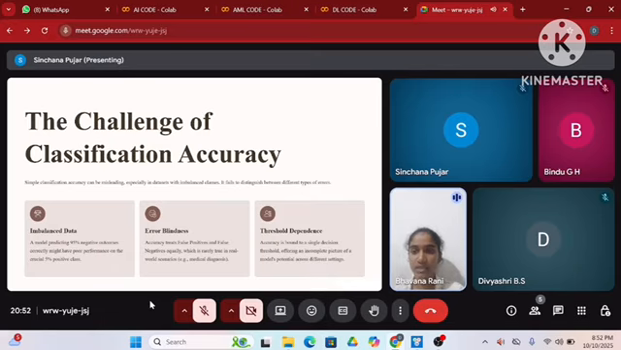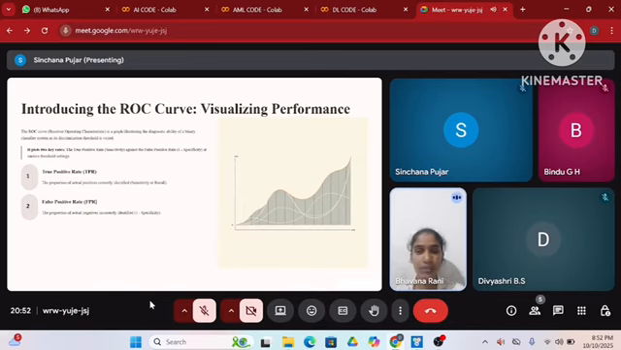In error blindness, accuracy treats false positives and false negatives equally. In threshold dependence, accuracy is bound to a single decision threshold, offering an incomplete picture of the model's potential across different settings. Next will be continued by Bindu.